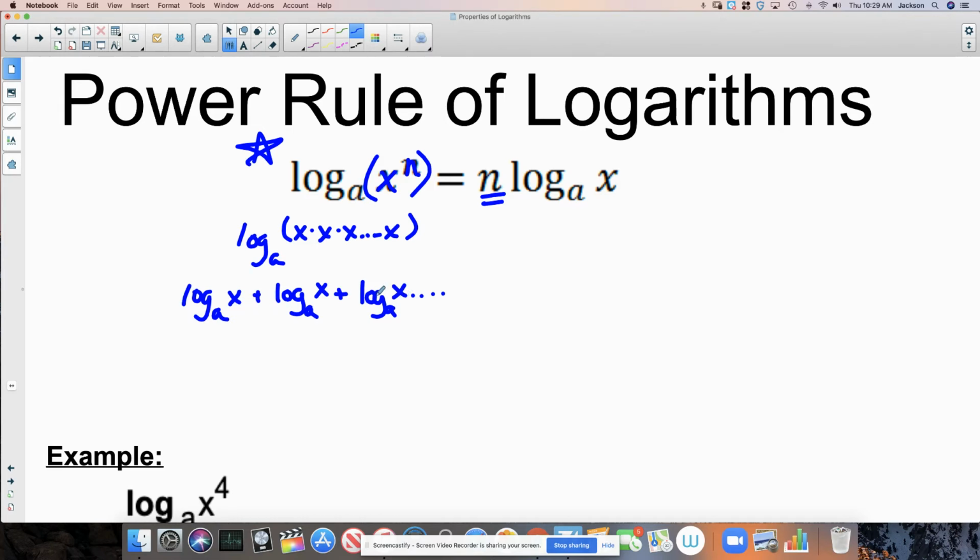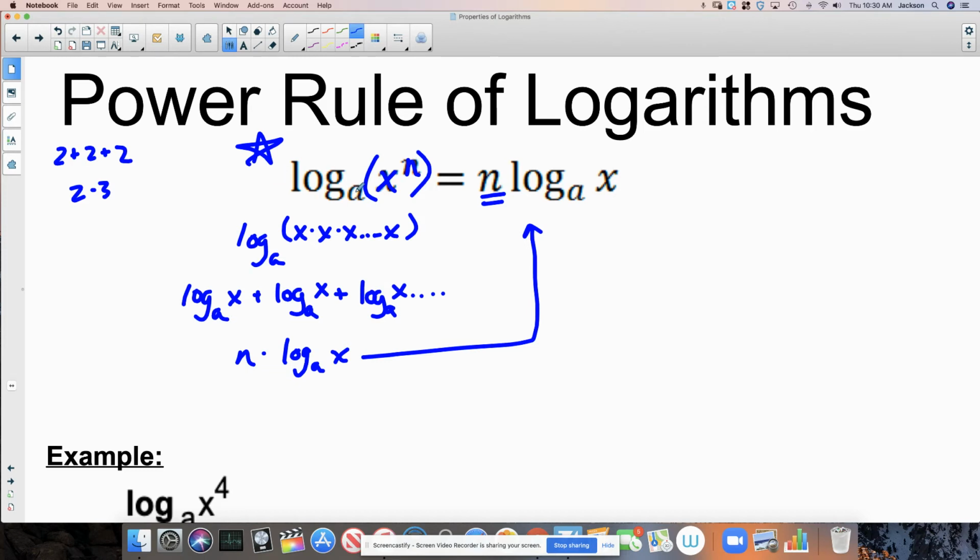And what is repeated addition but multiplication, right? So in other words, what's 2 plus 2 plus 2? That's the same as saying 2 times 3 because I have 3 of these. Well, if I have n of these, that's the same as saying n times log base a of x. So that's where this property comes from. And like I said, we use this a lot. Anytime you have an exponent inside a log, you can put that in front.